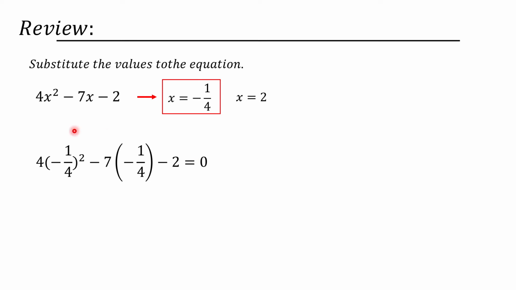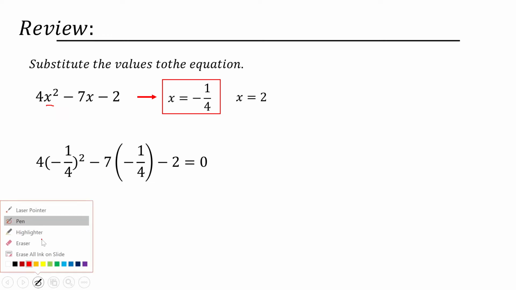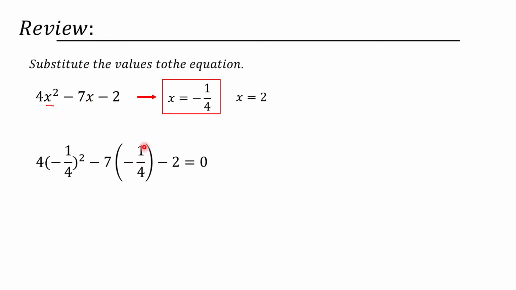So this time, yung x squared natin, papalitan natin yung x ng negative 1/4, so magiging negative 1/4 squared, minus 7. Tapos, ang x dito, papalitan natin ng negative 1/4, minus 2 is equal to 0. Baka nagtataka kayo bakit equal to 0. Later on, I will tell you bakit inequate ko to 0. Then we have to solve this one. Okay? So magiging 4/16 plus 7/4 minus 2, and that is 0, is equal to 0.